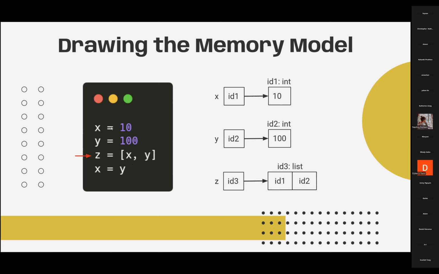Now afterwards, on this last line, X's arrow is now going to point to Y's value, 100. When we set X equal to Y, what we mean is that the ID of Y is going to be given to X. Because they have that same ID, they're going to point to the same value in memory. Does that make sense to everyone?